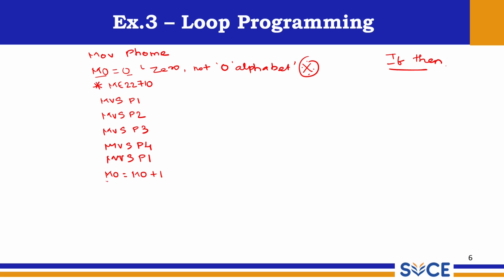Now M0 is equal to, don't give 0, M0 plus 1. Whatever the earlier memory was, that is 0 here, plus 1. Increment by 1. Okay. So this is the subprogram part. Now we'll go for this if condition.